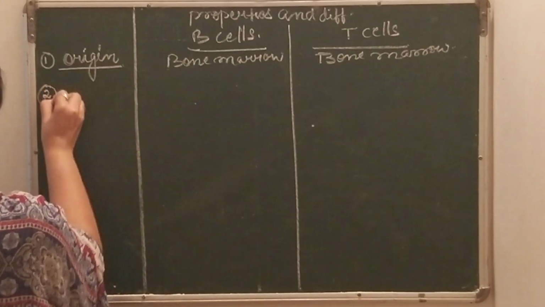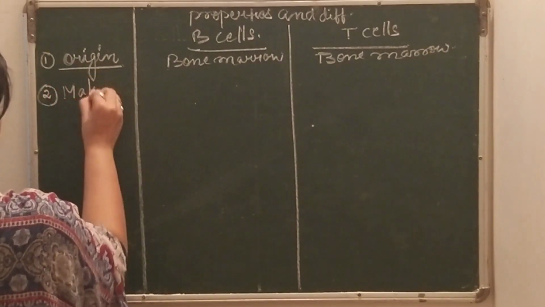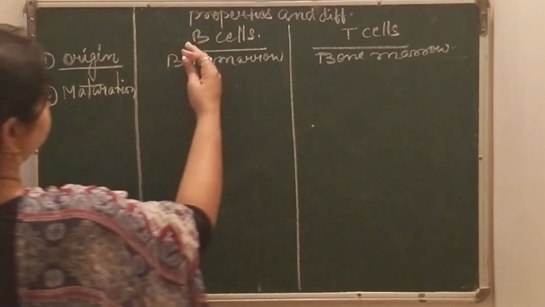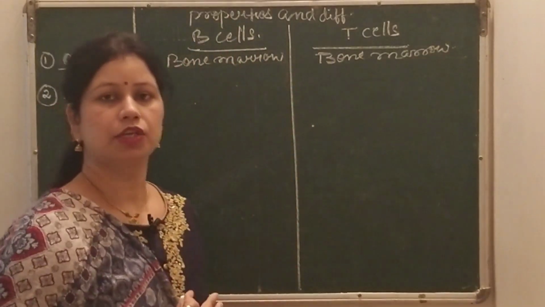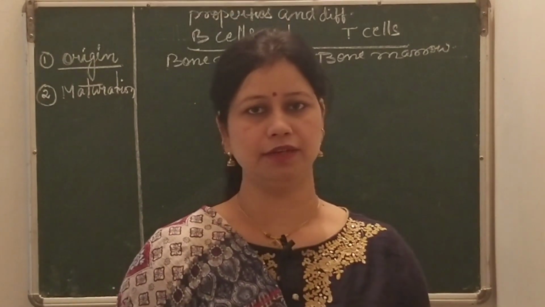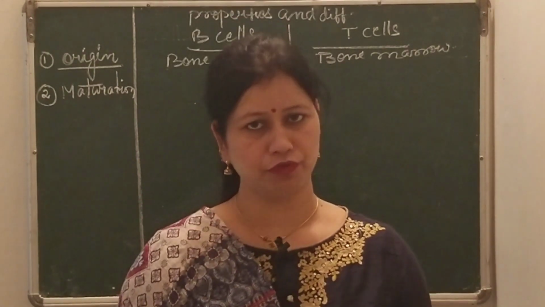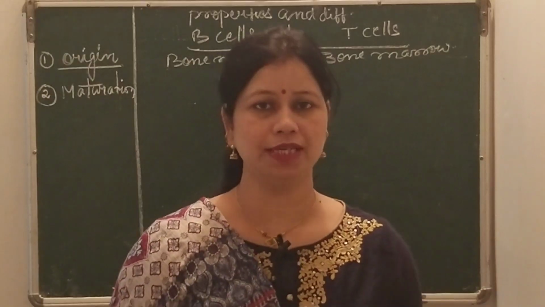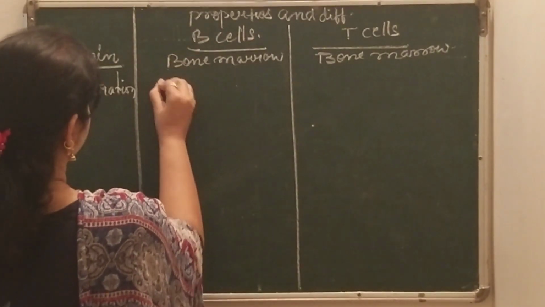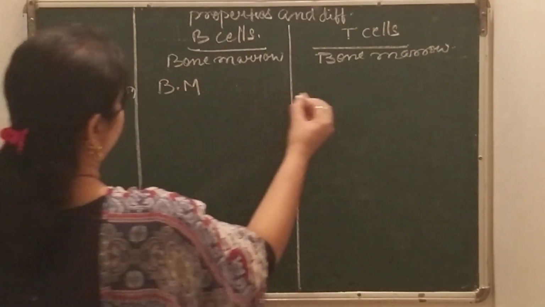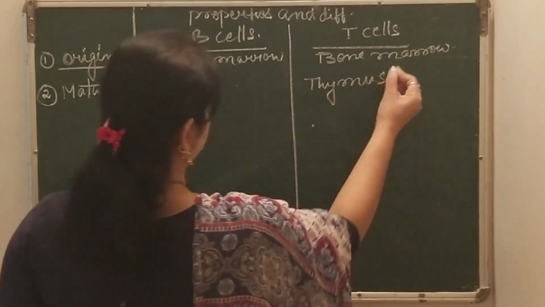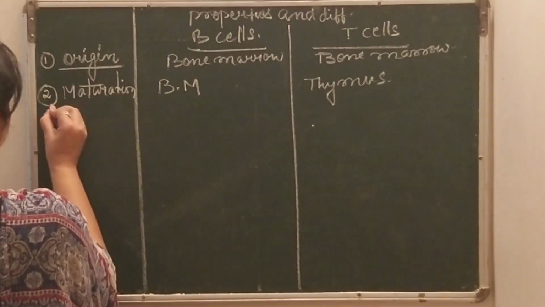Second point we will see is maturation. Maturation of B cells and T cells. So, maturation of B cells takes place in bone marrow itself, where it is generated, where it is formed, but the maturation of T cells occurs in thymus. B cell maturation takes place in bone marrow and T cell maturation takes place in thymus.